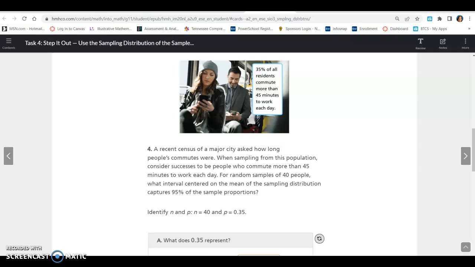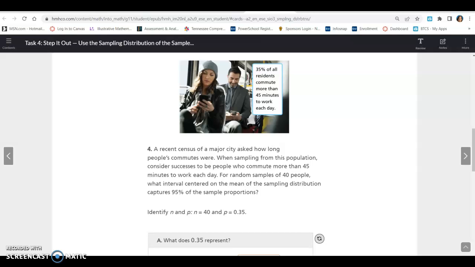All right, so they're giving us that 35% of all residents commute more than 45 minutes to work each day. That's going to be considered our successes. It says a recent census of a major city asked how long people's commutes were. When sampling from this population, consider successes to be people who commute more than 45 minutes to work each day.